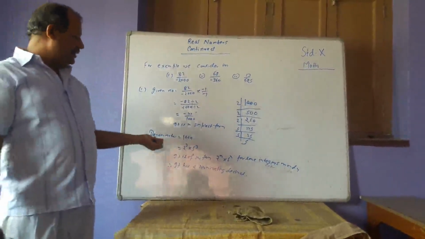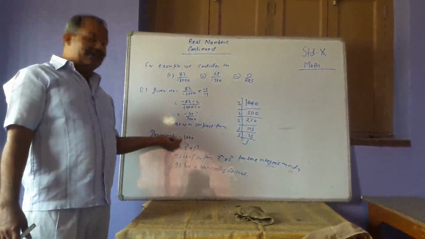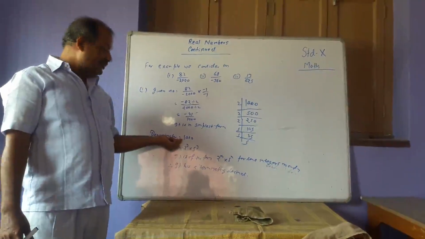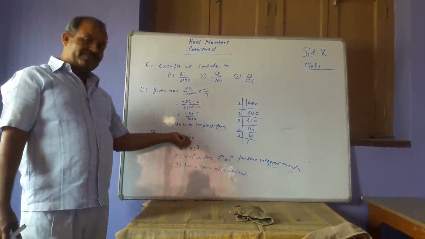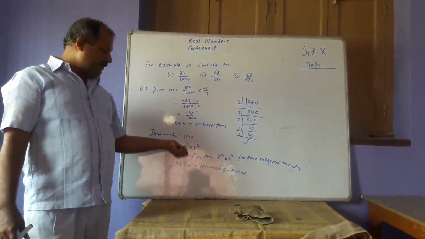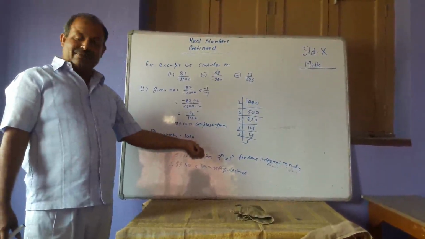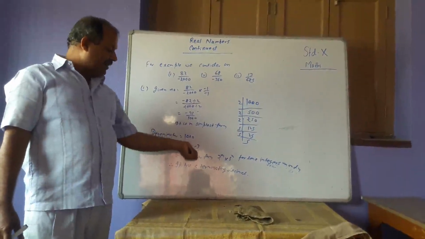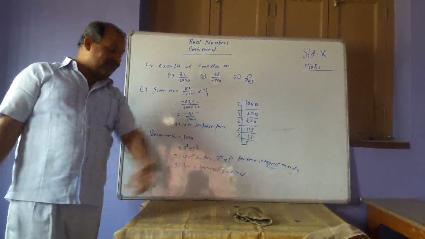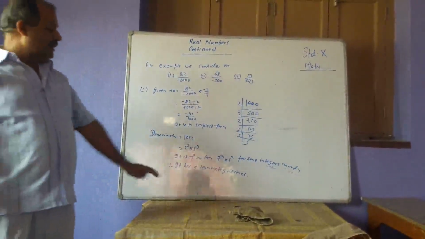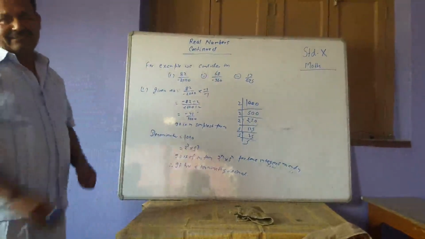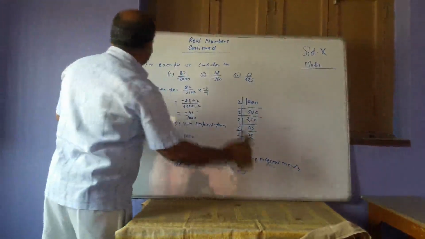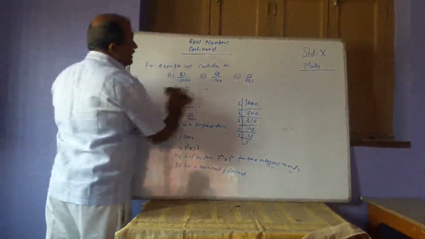Now we have to find the prime factorization of the denominator. What is the denominator? 1000. Its prime factorization will be 2 cube into 5 cube. It is in the form 2 to the power m and 5 to the power n for some integers m and n. Therefore, it has a terminating decimal. Let us come to the second example.